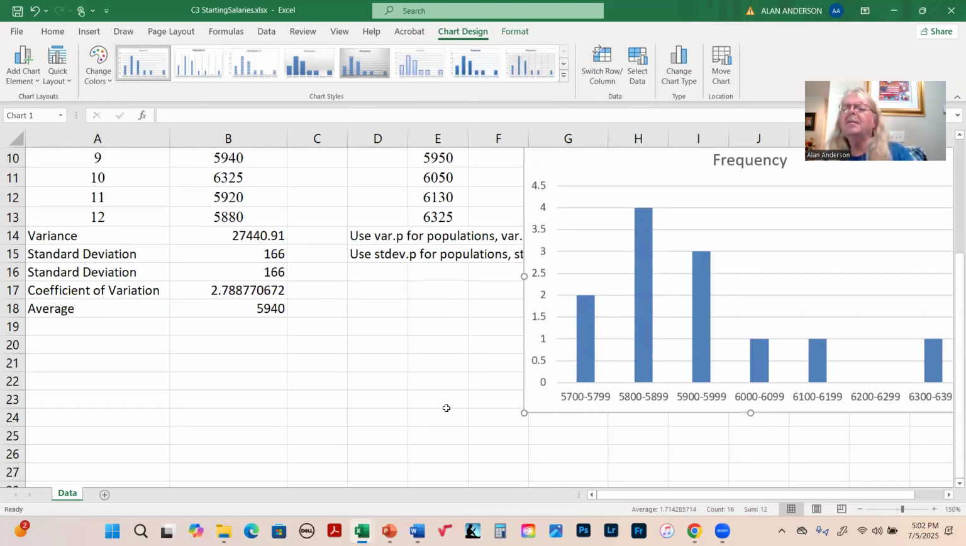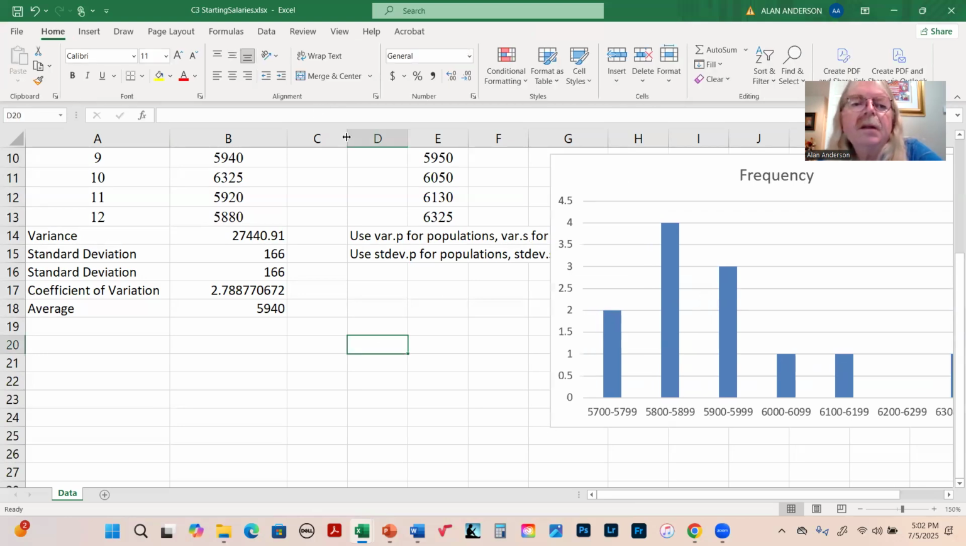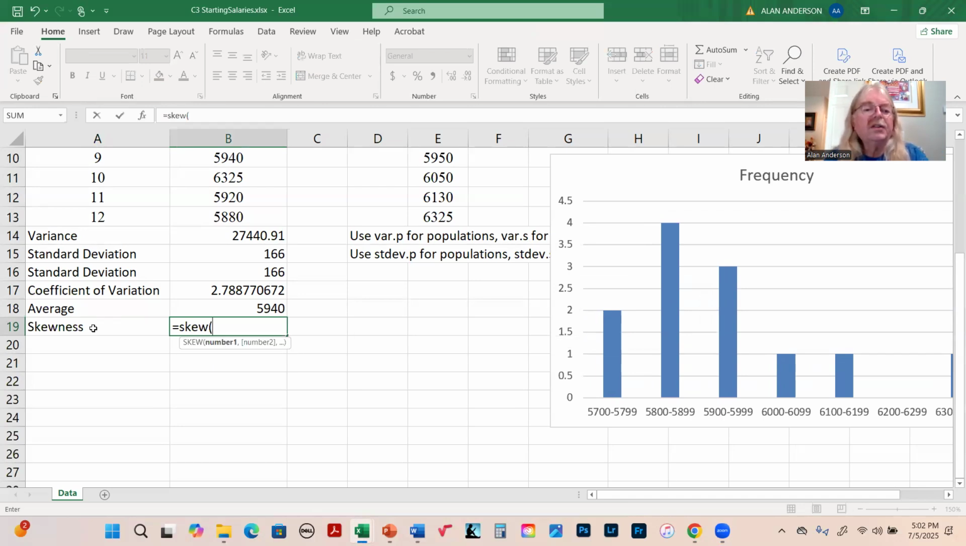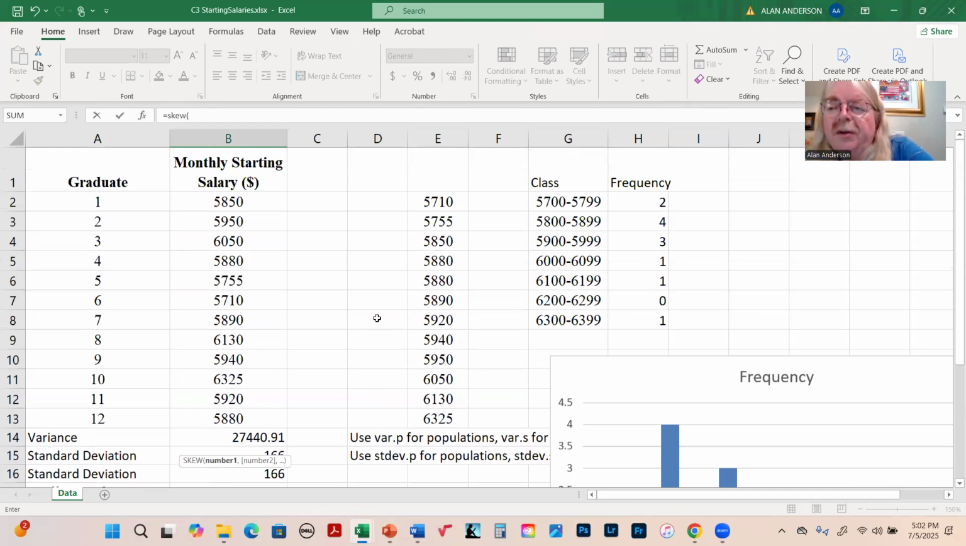But it's hard to be sure. That's why we like numerical measures. Graphs are wonderful, but sometimes you need the precision of a numerical measure. So what we're going to do now is calculate the skewness of this data and see what happens. The command is called skew, and they do not make a distinction here between samples and populations because you'll get the same number.